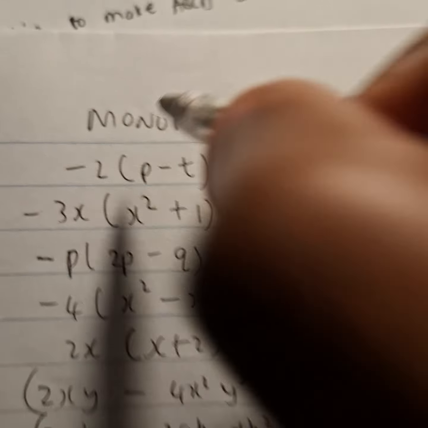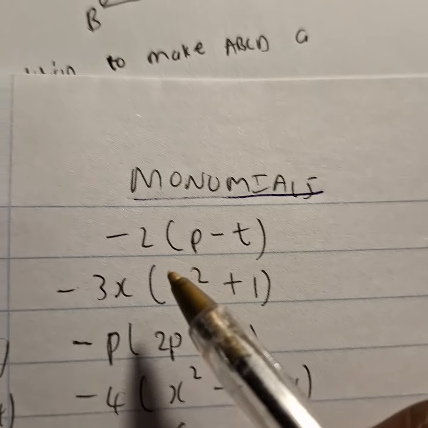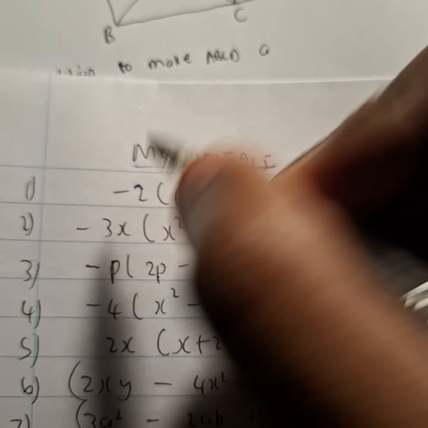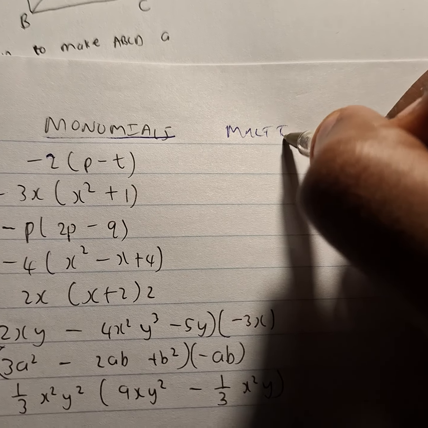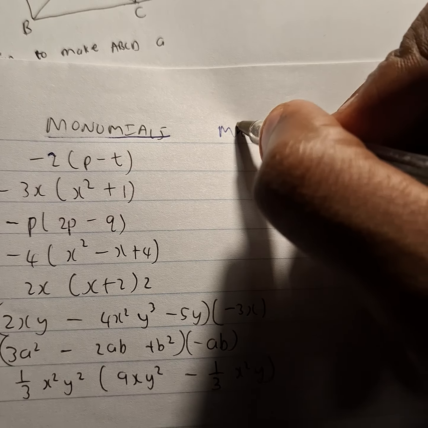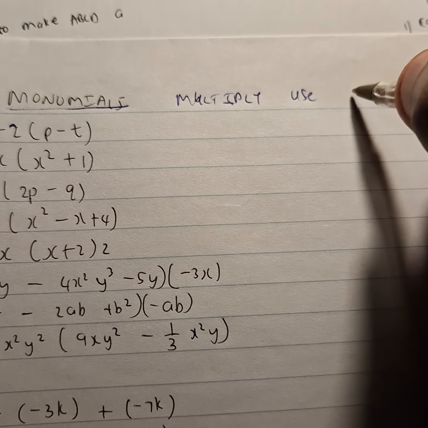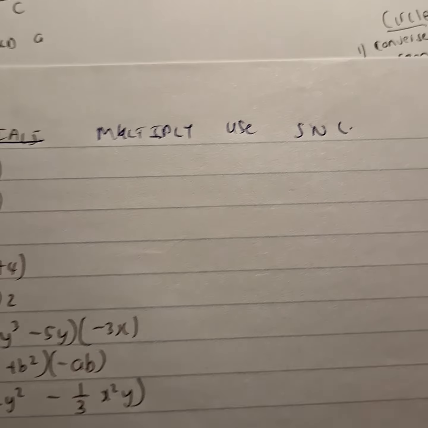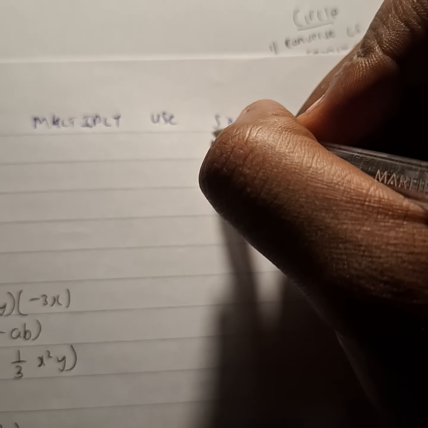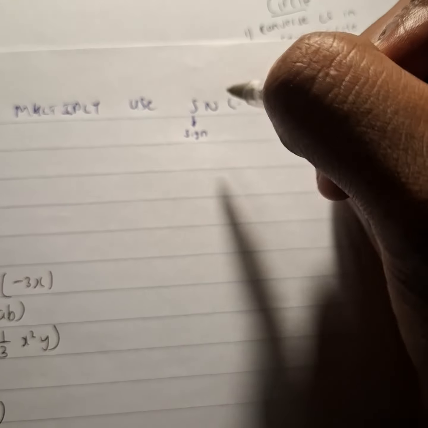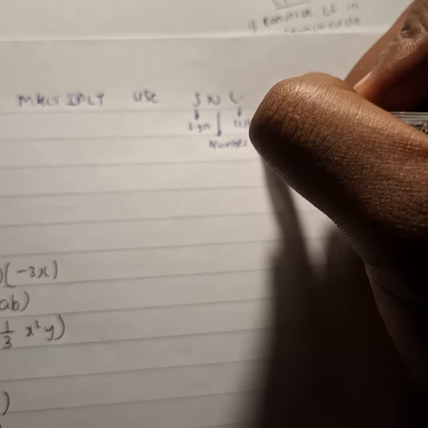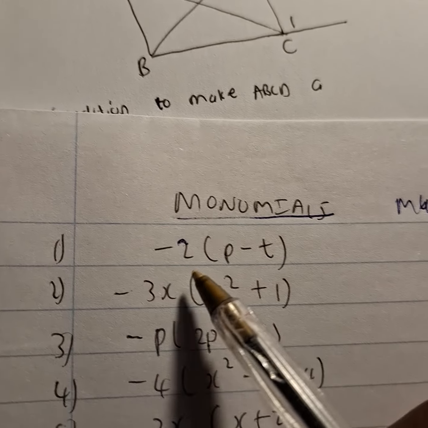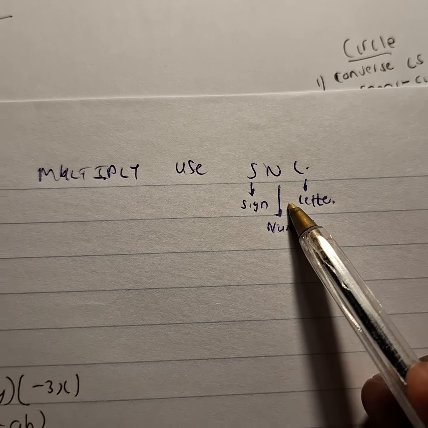Alright, so monomials, very basic. Basically, when we are dealing with monomials, if it's multiplication, we multiply and we use the S N L check. S means sign, N means number, and L means letter. Okay, so when we are multiplying, we actually use this.